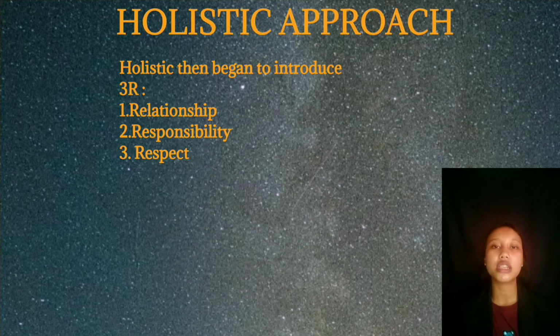Holistic learning then began to introduce three Rs, relationship, responsibility, and respect, as the main teaching of this approach. The three Rs here do not mean writing, reading, and arithmetic or calisthenics. The holistic learning approach is intended to assist in developing individual potential in a more pleasant, vibrant, democratic, and humane atmosphere through student interaction in the environment.